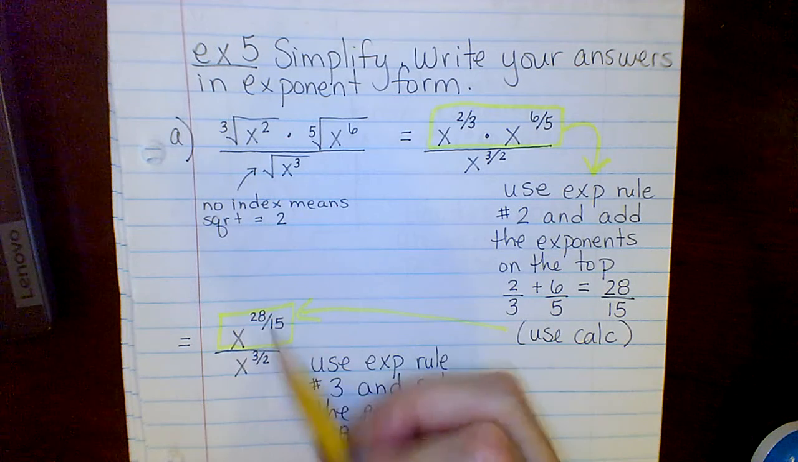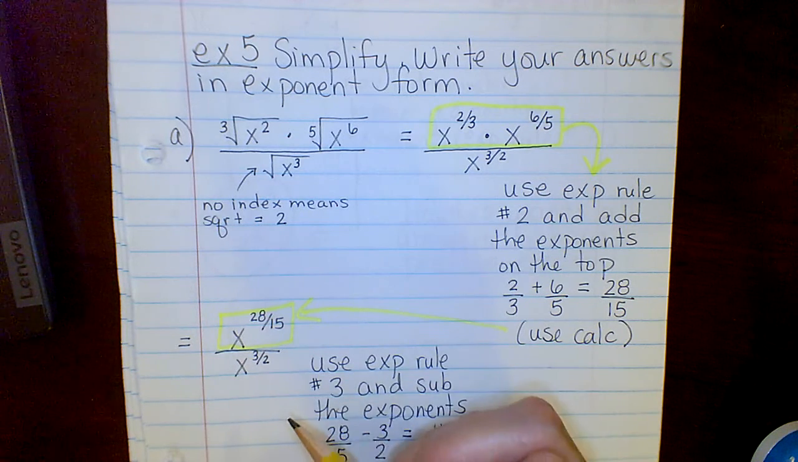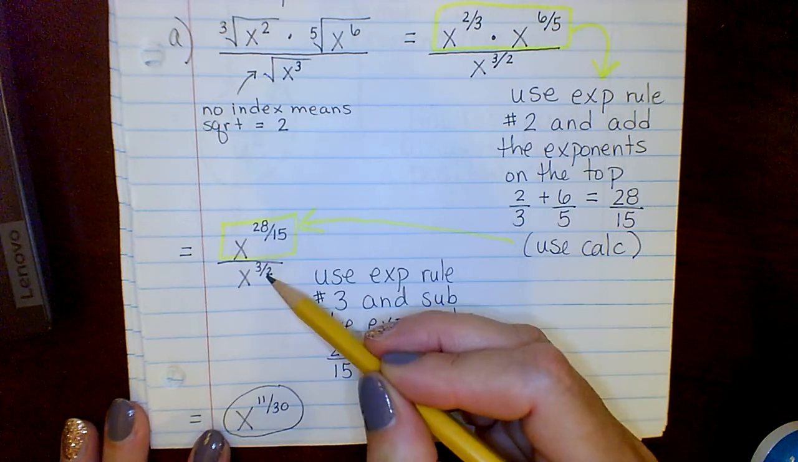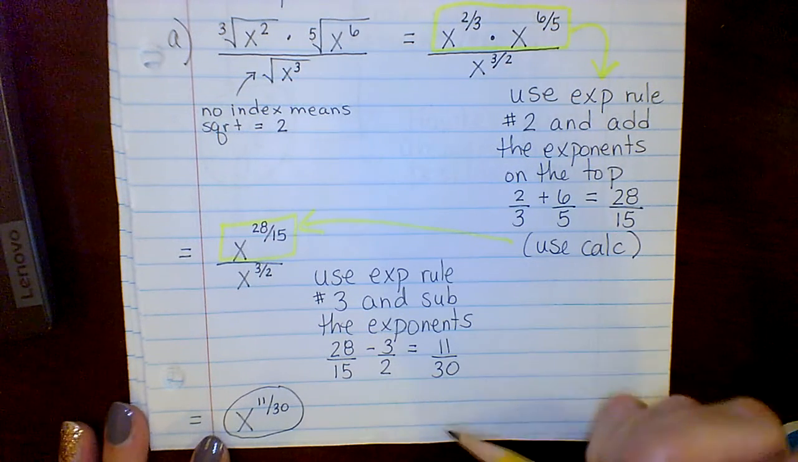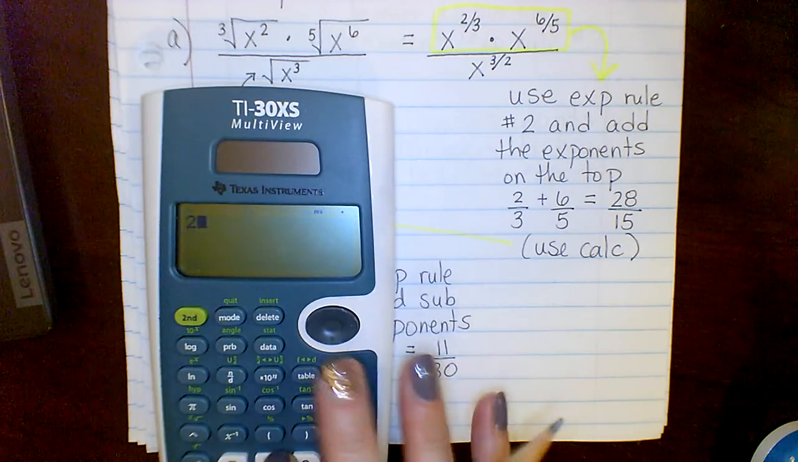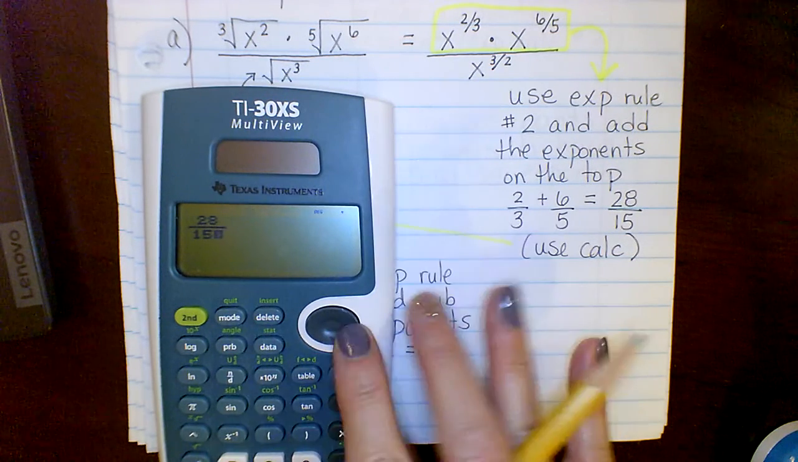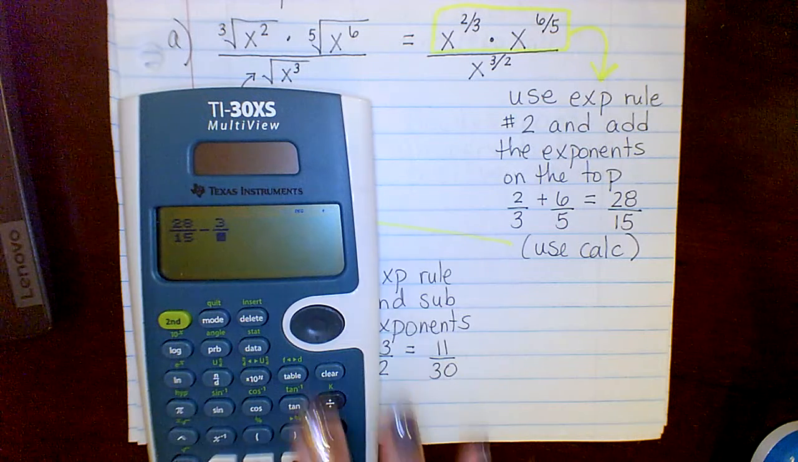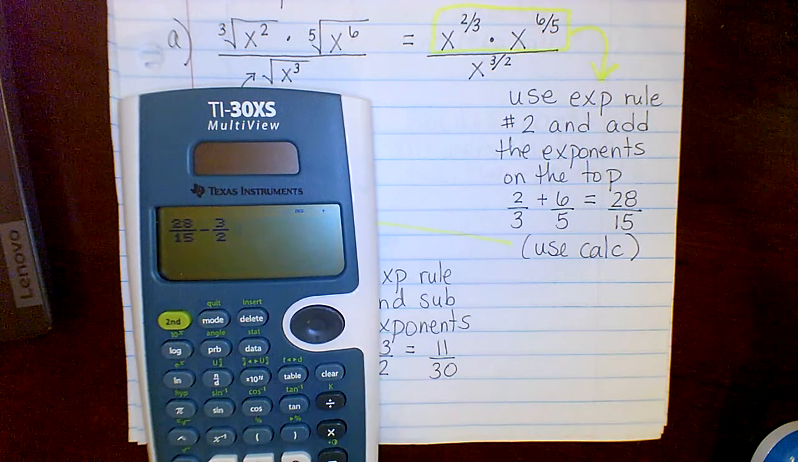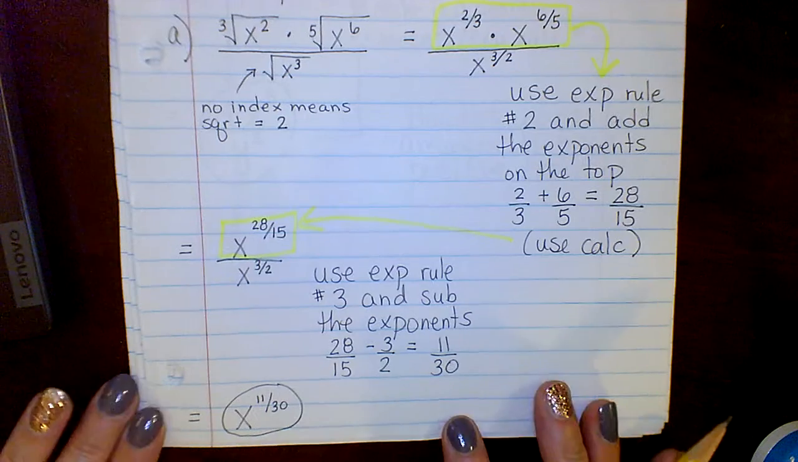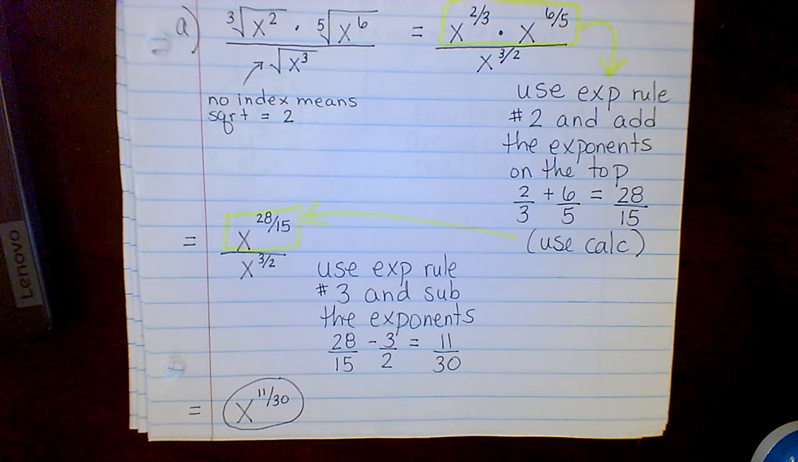Now to finish this off and to simplify it, just that one last step, this is now division, so I'm going to use exponent rule number 3, and I'm going to subtract the exponents, top minus bottom, 28 over 15 minus 3 halves. So just using the calculator for that one, so 28 over 15, get out of the fraction, minus, what was it, 3 halves? So 3 fractions 2, and get 11 over 30. So there's my final exponent for that one.